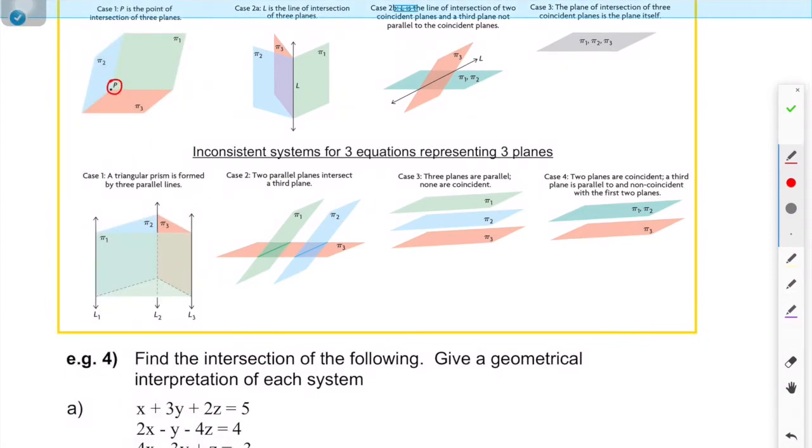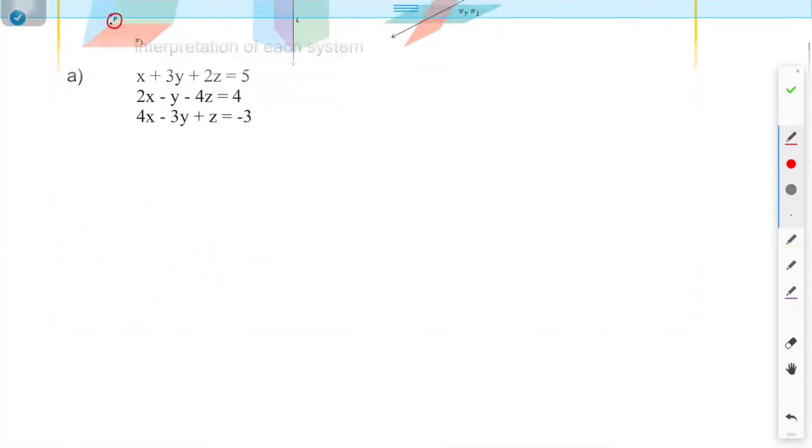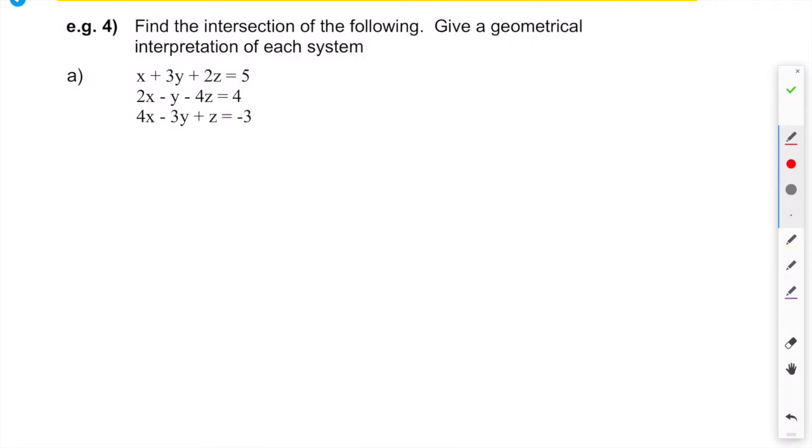In terms of solving systems of equations, from the type of solutions that we get, we can interpret and give them a geometrical meaning based on what we saw in those diagrams. The most organized way to solve these systems of equations, of course, is by using matrices. So I'm going to turn this system of equations into an augmented matrix: 1, 3, 2, 5; 2, -1, -4, 4; 4, -3, 1, -3.